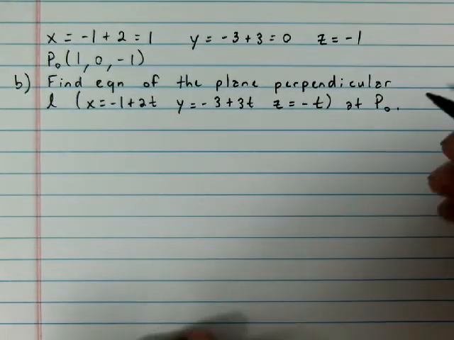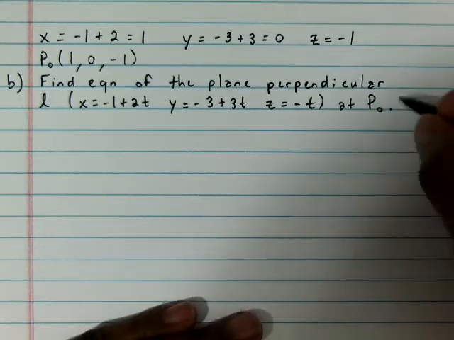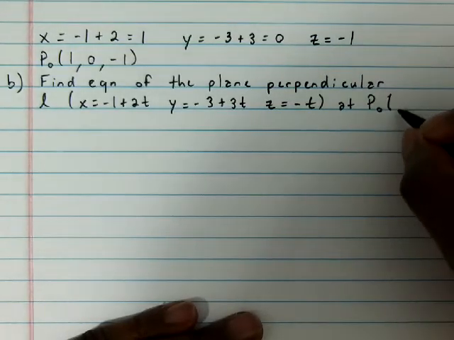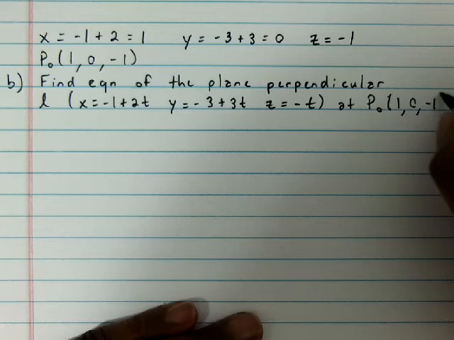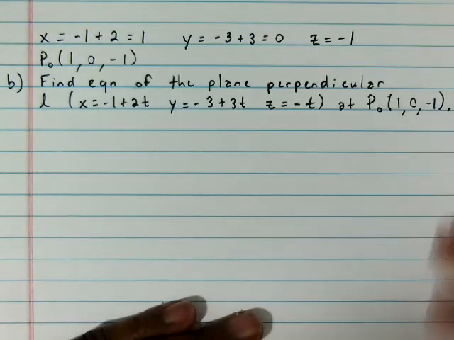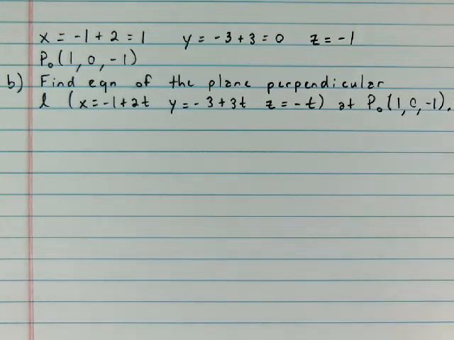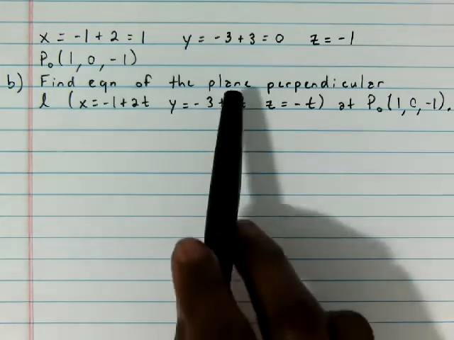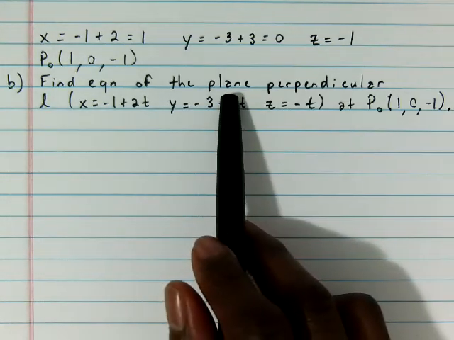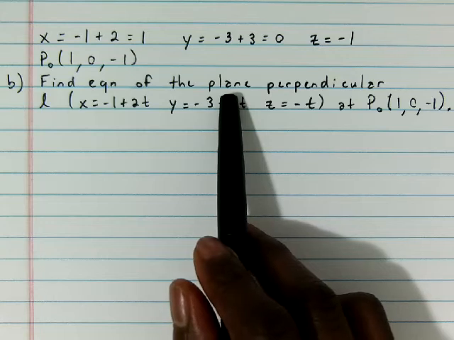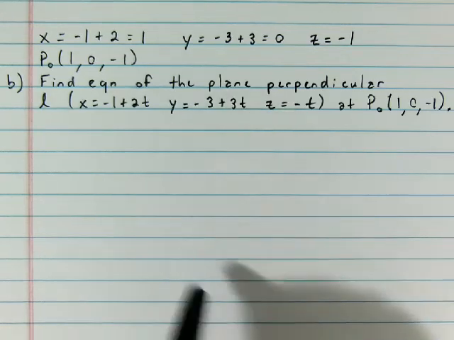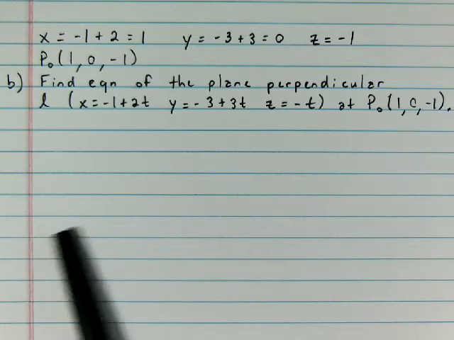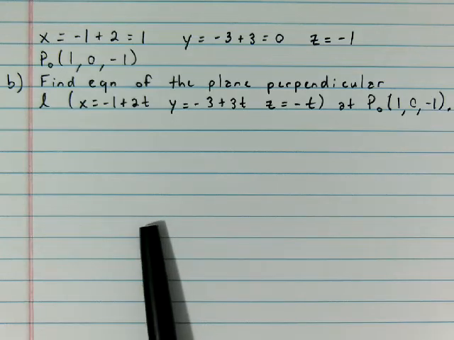All right, and let's write out what P naught is, so we don't have to refer to the last problem. P naught is 1, 0, negative 1. So first thing to look at, what are we looking for? Equation of a line, equation of a plane. We're looking for the equation of a plane, which means we need a point on the plane and we need a vector that is perpendicular to the plane. So let's say this is the plane, the equation of the plane that we're looking for.